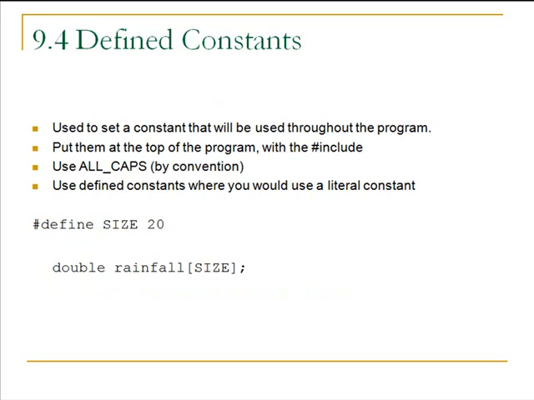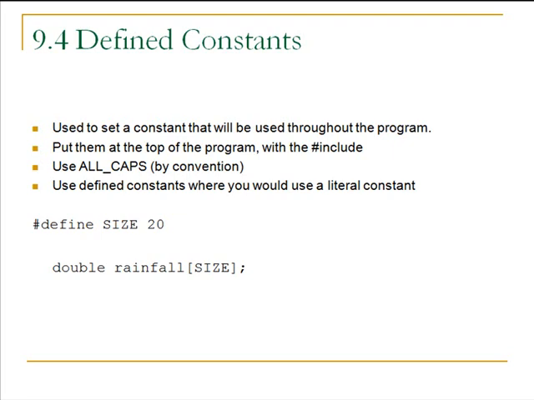So here's the defined constant that I talked about. It's very common in C language that you would define a constant that can be used throughout the program, especially when you're declaring arrays. So if we say pound define SIZE to be 20, then we can use the SIZE, capital S-I-Z-E, in the declaration of an array. So this means we have an array of double values called rainfall, and there are 20 elements in this array.